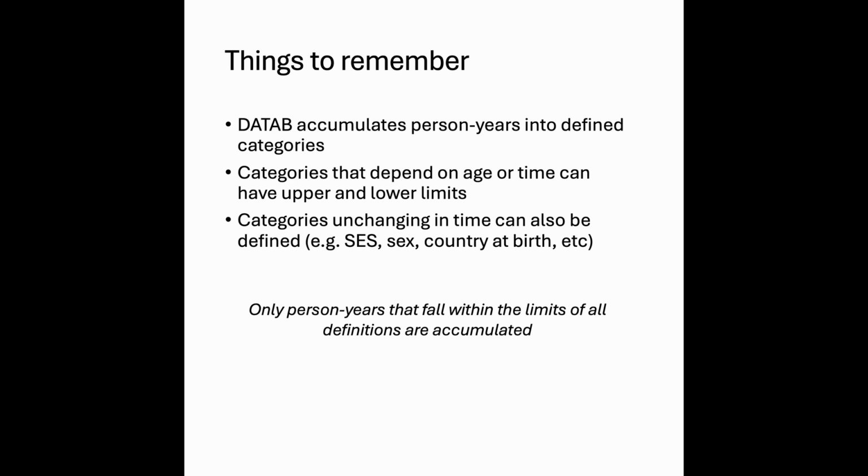DATAB aggregates person years into defined categories. Categories that depend on time or age can have upper and lower limits. Categories unchanging in time can also be defined, for example, socioeconomic status, sex, country of birth, etc. Remember that only person years that fall within limits of all definitions are accumulated.